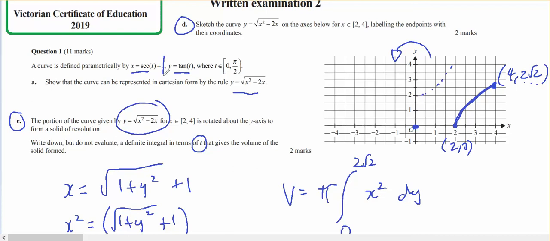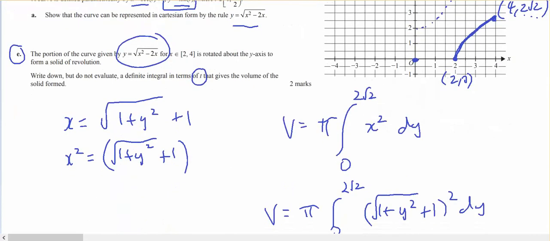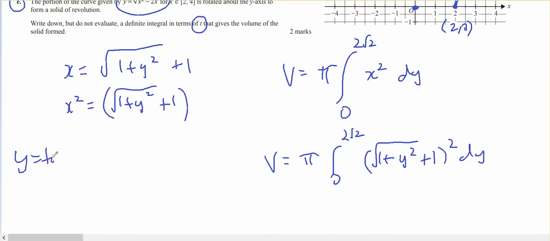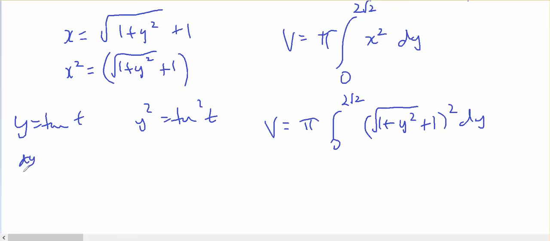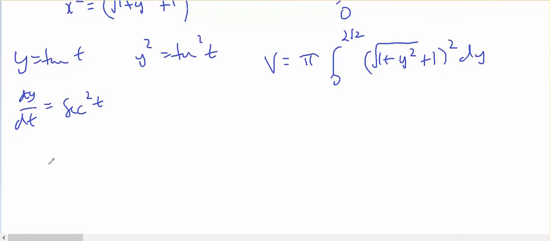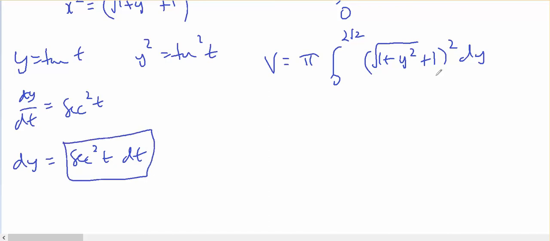So I'm going to come up to this parametric equation, and y equals the tan of t, therefore y squared equals the tan squared of t. So what I'm going to do is replace everything in here about y, but do it with respect to t. dy/dt equals sec squared of t, which means that dy equals sec squared of t dt. So I will replace dy with this in that position, and I will replace y squared with that in that position.